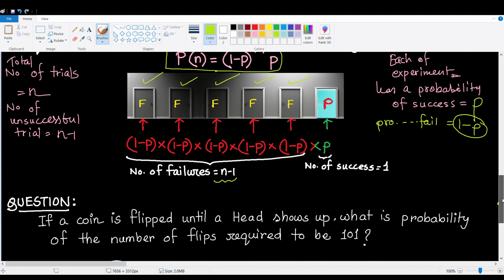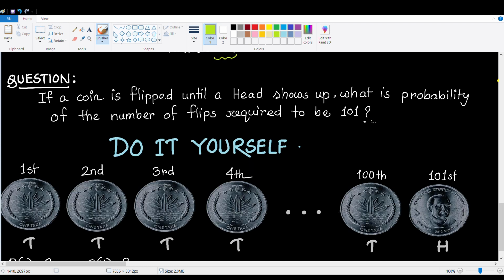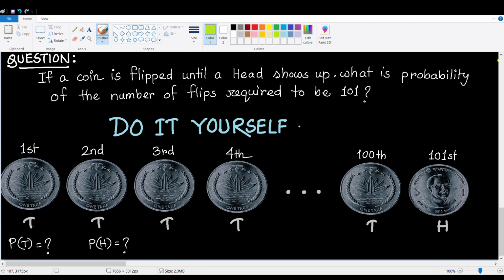Here's an exercise for you to solve. The question asks: if a coin is flipped until a head shows up, what is the probability that you need to flip the coin 101 times to get the first head? So here's a figure for you. Suppose all of these are tails and the last one is a head. So first you have to determine the probability of getting a head, which can be referred to as success. So P of H equals what? And then you have to determine the probability of failure in a single experiment, equals what? And finally use the formula.